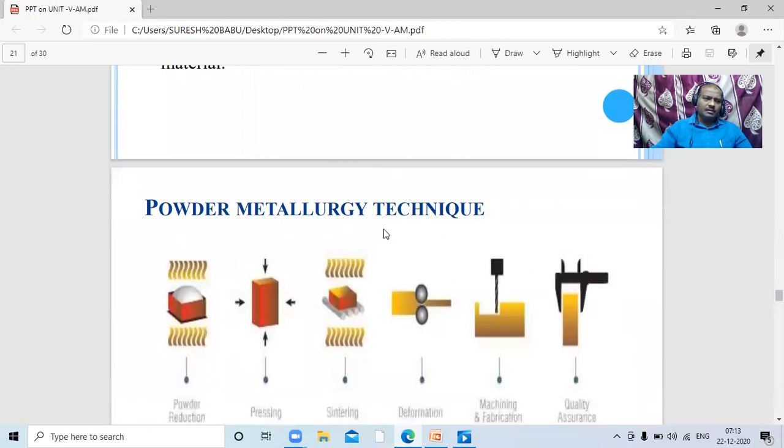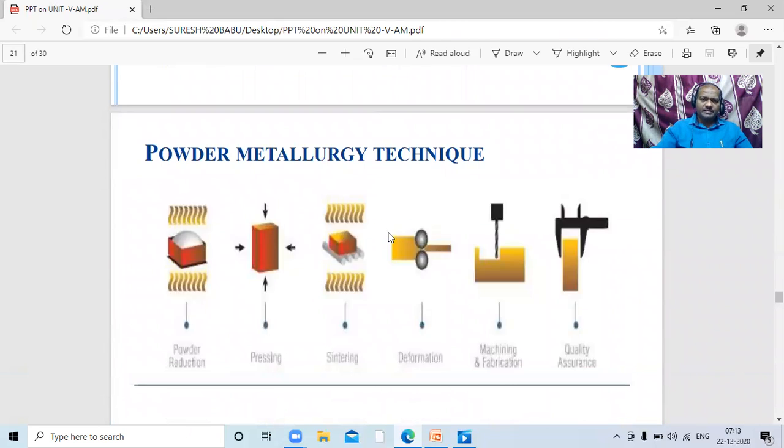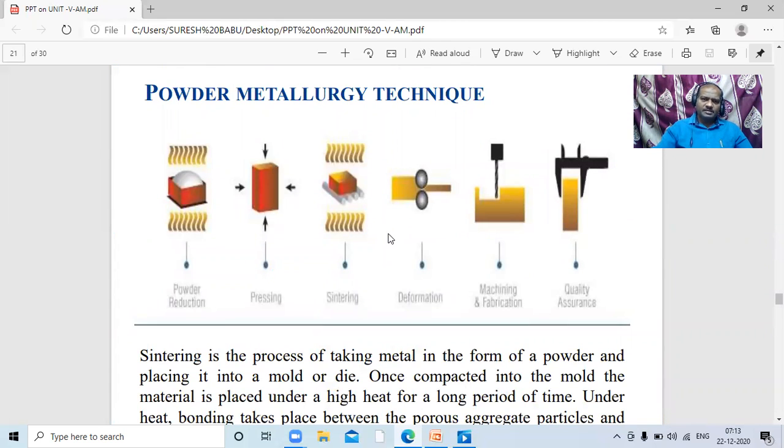So next, we are going to have the powder metallurgy technique. I think you can visualize this powder metallurgy technique. It has four fundamental steps: powder production, pressing, sintering, and deformation, followed by machining, fabrication, and quality assurance. Up to this point, we go through the four steps. After that, we go for machining, and for quality verification we do this. This method I will teach you in the next class.